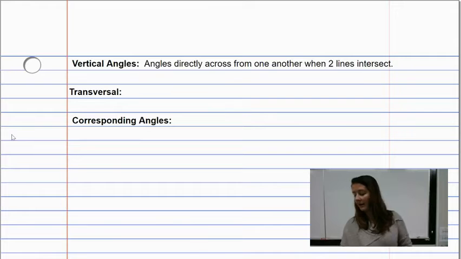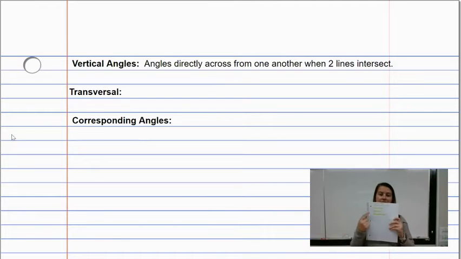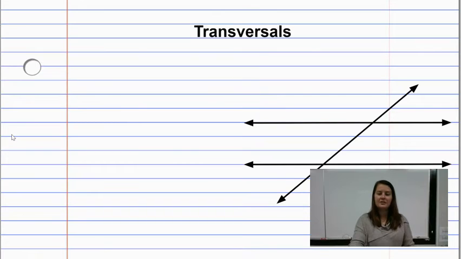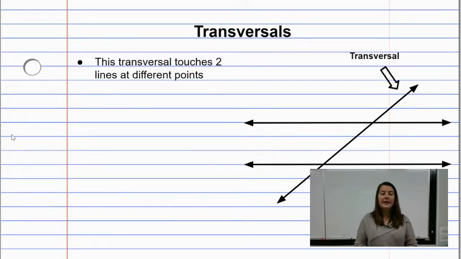All right. Back up to the top of your notes page. We're going to the second definition here, transversal. A transversal is a line that intersects 2 or more lines at different points. That definition is kind of tricky. Let's look at it. That's your transversal. A transversal touches 2 or more lines at different points. When we talk about transversals this week, this is what you're going to see, this exact picture. You will have 2 parallel lines and a transversal that intersects both of them.